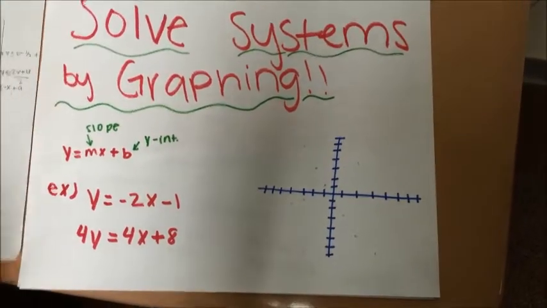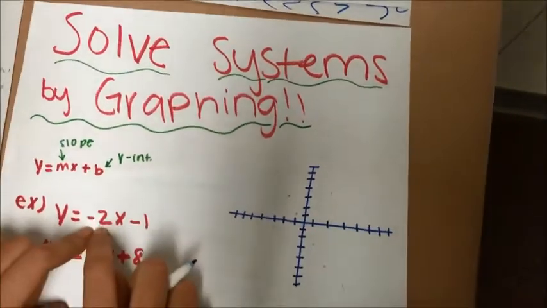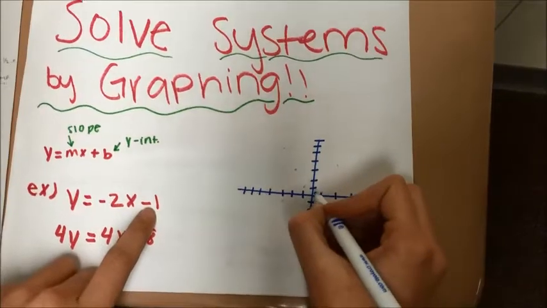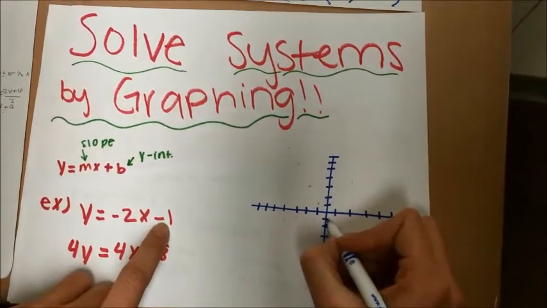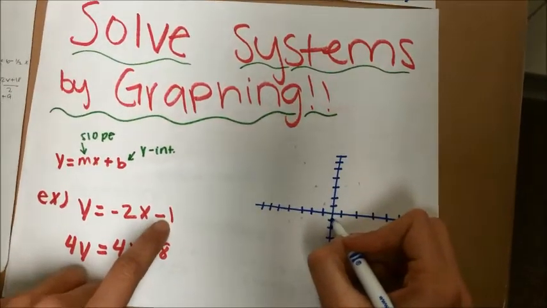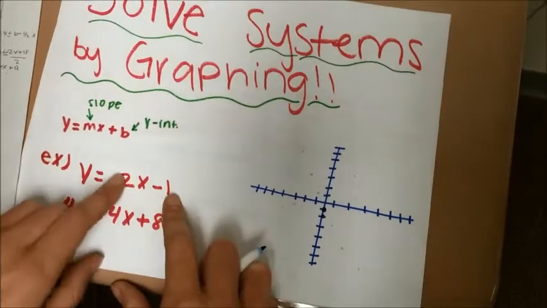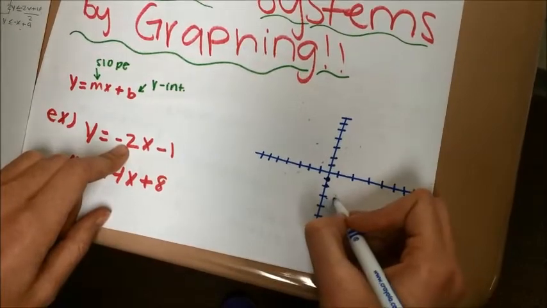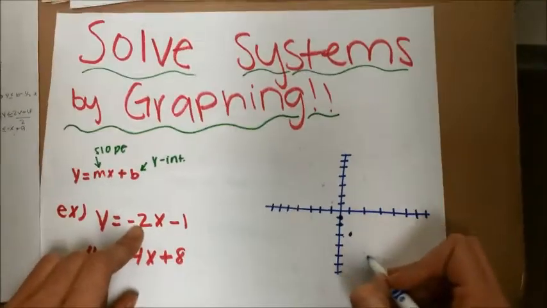To graph, first you would plot your y equals negative 2x minus 1. Here is your y-intercept. So you'd make a dot right here. Then you would go down 2 over 1 and continue to do that.